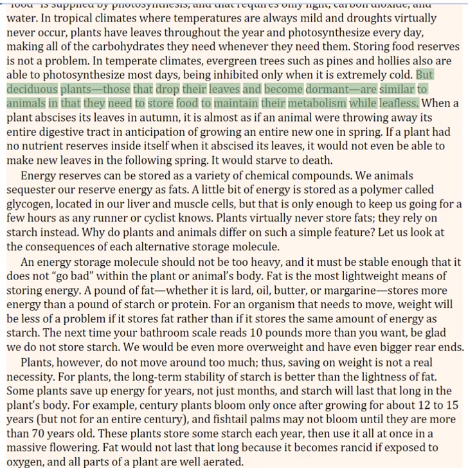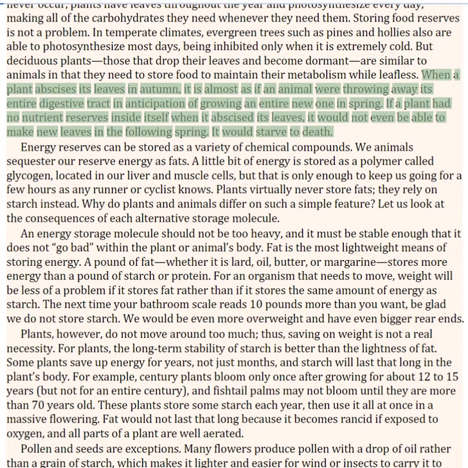But deciduous plants, those that drop their leaves and become dormant, are similar to animals in that they need to store food to maintain their metabolism while leafless. When a plant abscisses its leaves in autumn, it is almost as if an animal were throwing away its entire digestive tract in anticipation of growing an entire new one in spring. If a plant had no nutrient reserves inside itself when it abscised its leaves, it would not even be able to make new leaves in the following spring. It would starve to death.